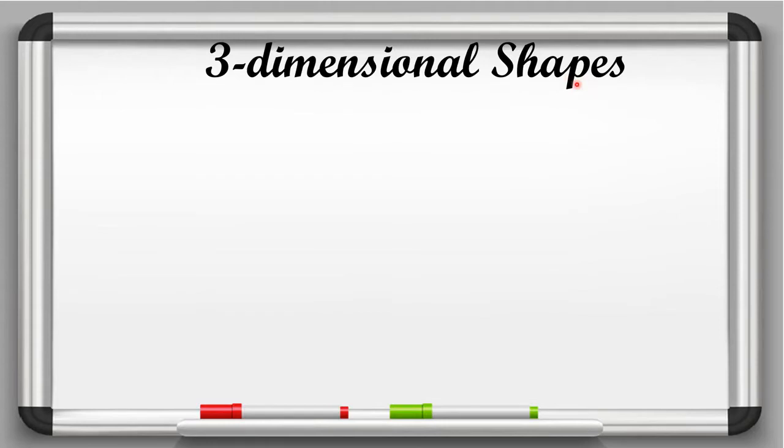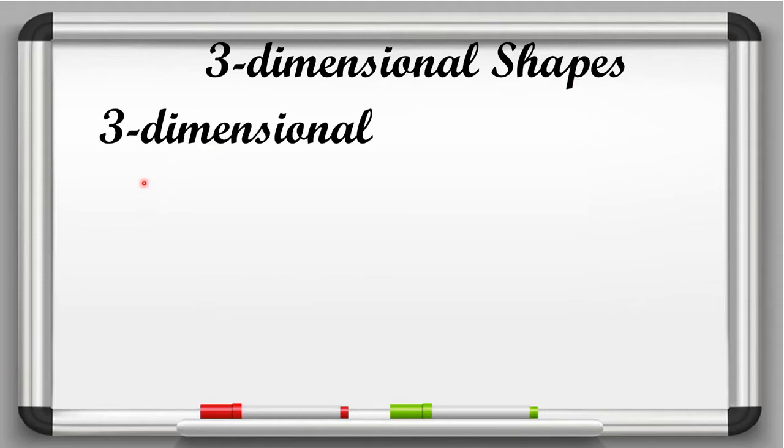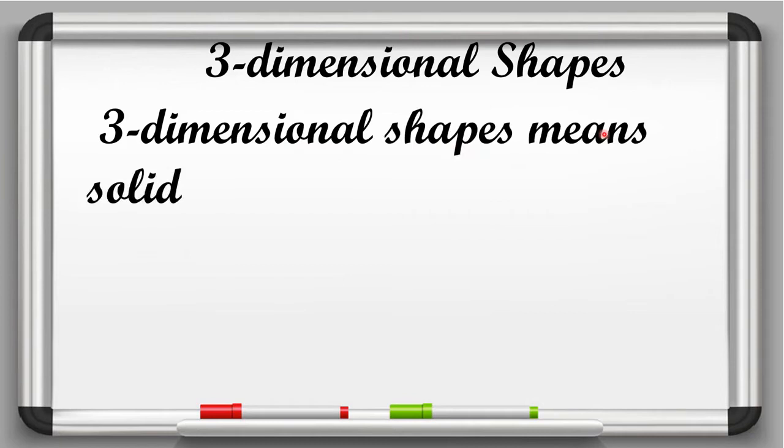Three-dimensional shapes. Today we will learn about three-dimensional shapes. What are three-dimensional shapes beta? Three-dimensional shapes means solid shapes, okay, or 3D shapes. Short form होती है three-dimensional की 3D shapes.